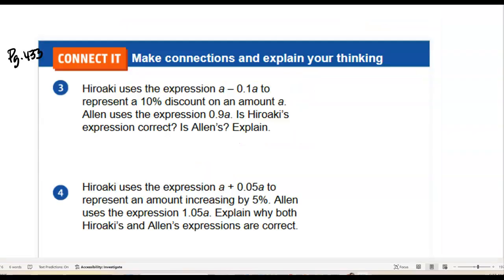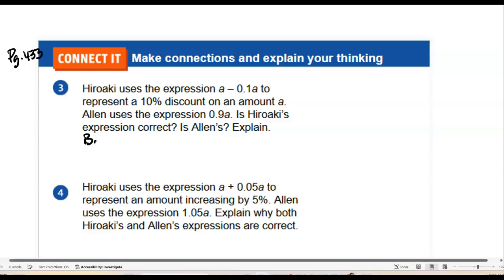Move to page 433 and skip down to number 3. Hiroki uses the expression A minus 0.1 times A to represent a 10% discount on the amount A. Alan uses the expression 0.90 times A. Is Hiroki's expression correct? Is Alan's expression correct? Both are correct. And let's explain why.